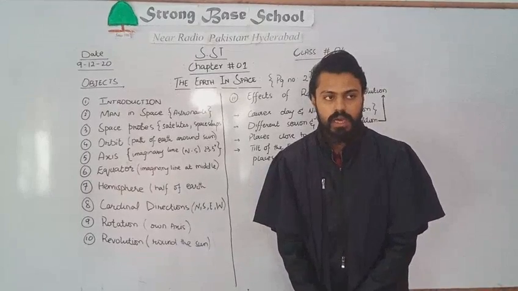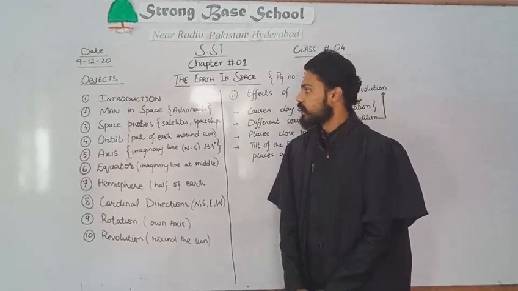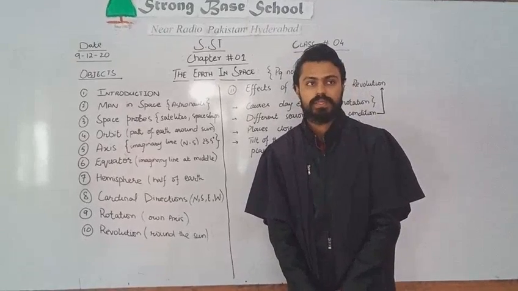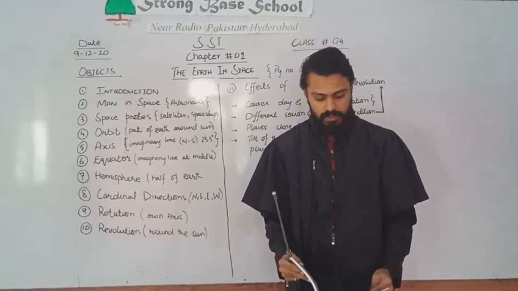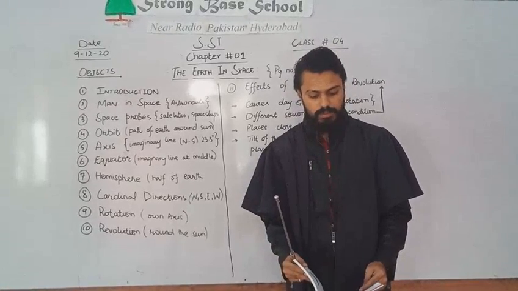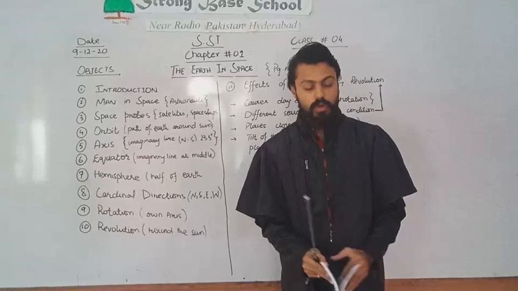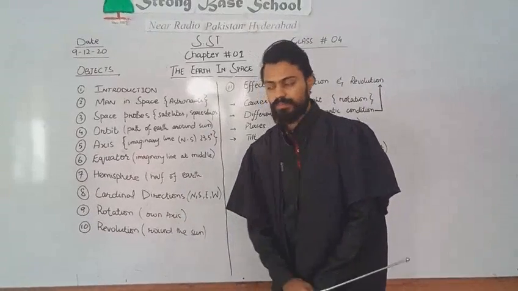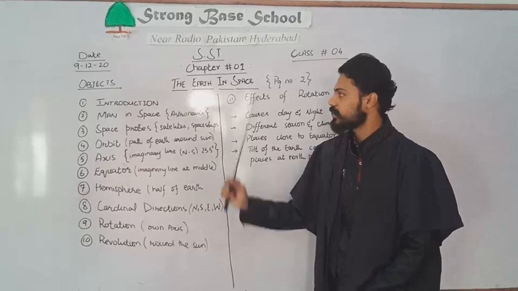In the introduction I will just tell you that Earth is a huge sphere in space. Okay, and what the book says: the Earth is like a huge ball, we call the shape a sphere. It is not quite round but it is flattened from the top and the bottom. Okay, this is a small introduction of the Earth in space.